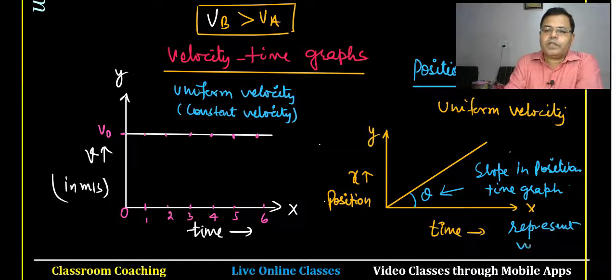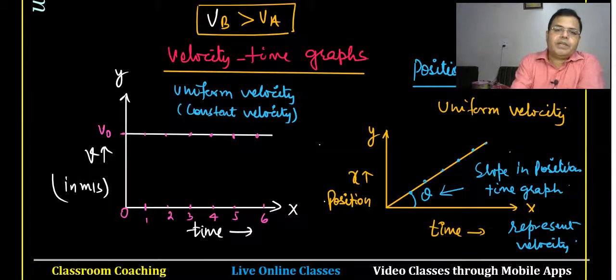Since the slope is constant everywhere, at this point, at this point, at this point, everywhere the slope is the same, and therefore the velocity is the same everywhere. Remember this. And in a velocity-time graph, a straight line parallel to the time axis will represent a uniform velocity. So I hope you got this.